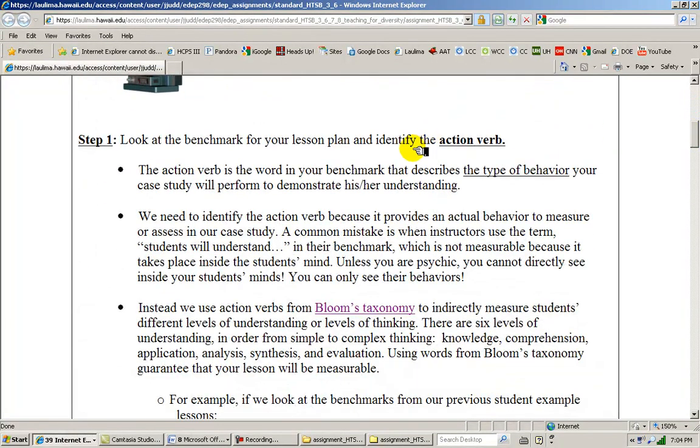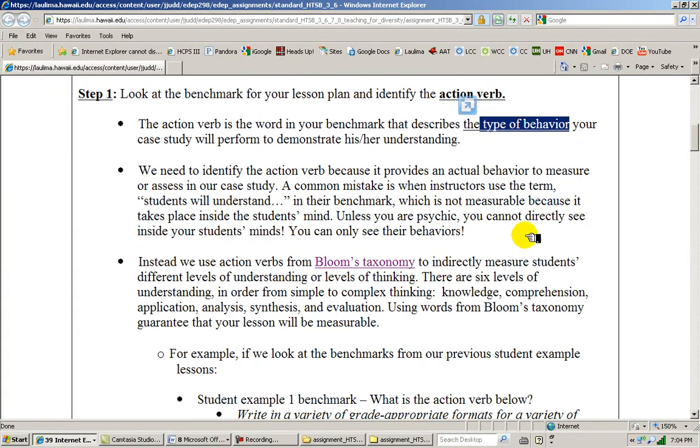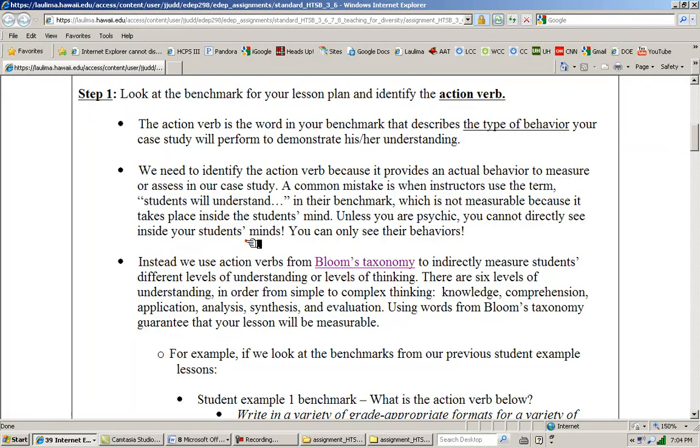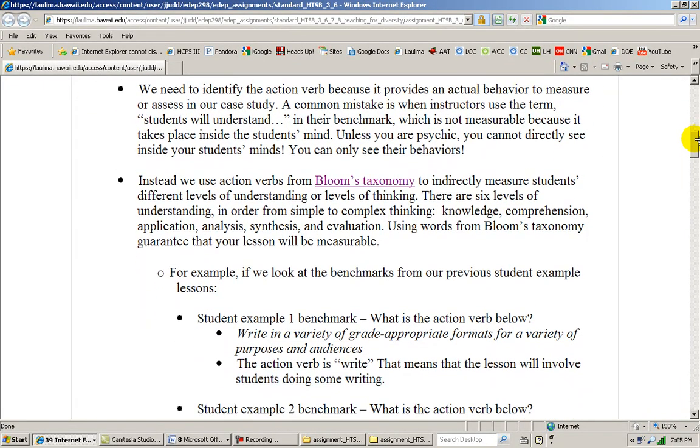So step one is very, very important. You need to identify the action verb. And what that means is a type of behavior that you can actually see that will demonstrate the understanding underlying your case study's brain. A common mistake is to use the action verb of understand. And the reason why you can't do that, unless you're psychic, is you'll never be able to see inside your case study's mind. So you can only choose an action verb that you can see.